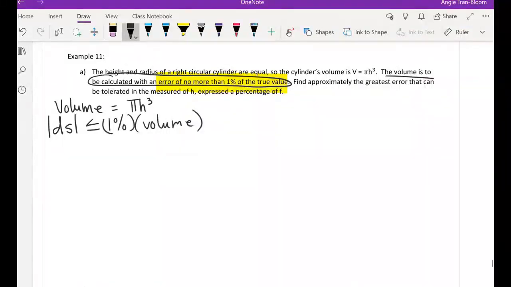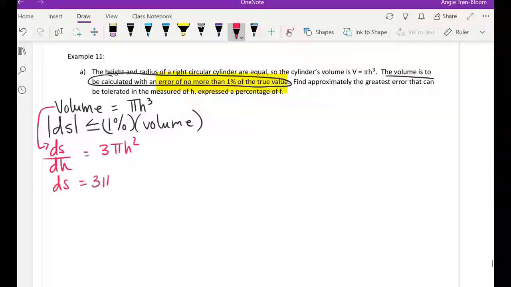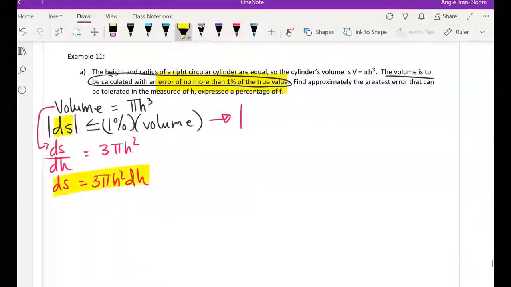So guess what? We're going to have to find the derivative. So let's use your volume equation. Find dV with respect to h. So that's going to be 3 pi h squared. Let's find dV. dV is 3 pi h squared times dh. That's what dV is. Now we're going to take it and plug it in here. Well, dV, I know dV. Let's substitute it in.